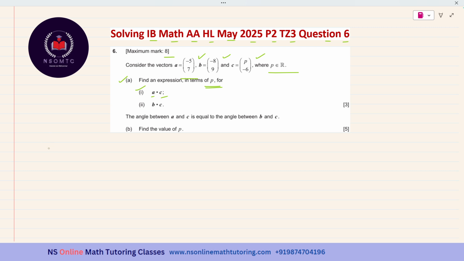Okay, so A dot C is equal to negative 5, 7 dot p and negative 6. So this is equal to minus 5p minus 42. Okay, so this is the answer.